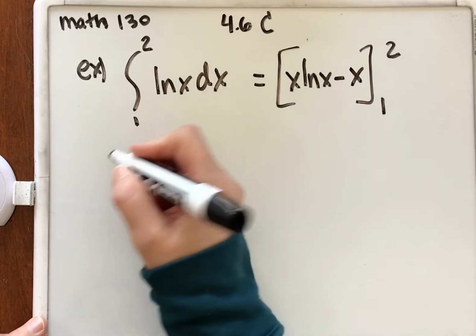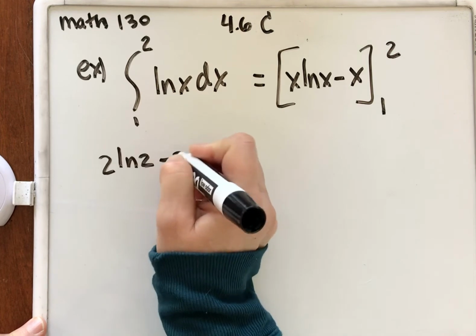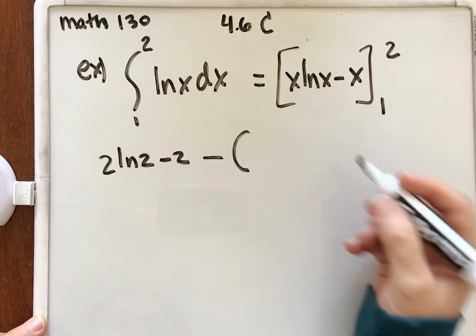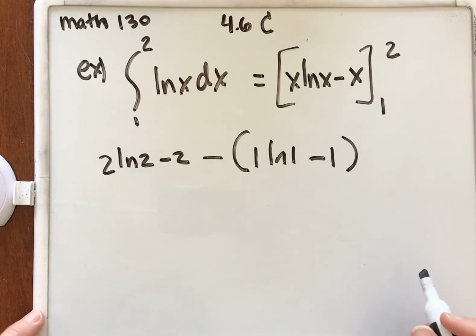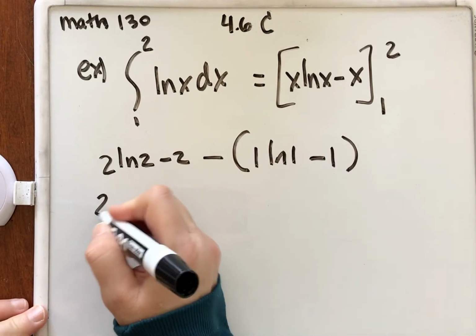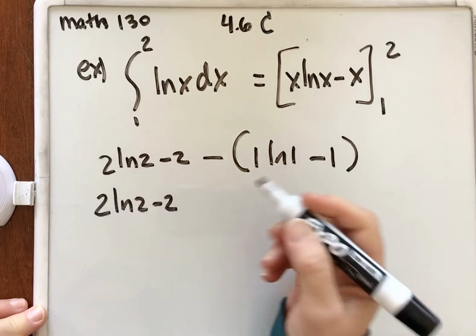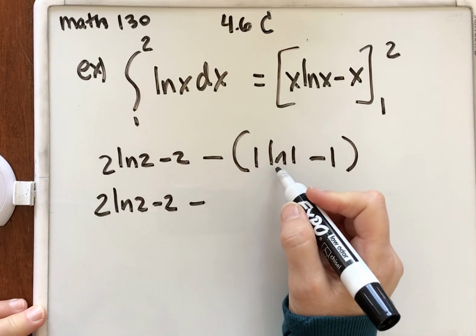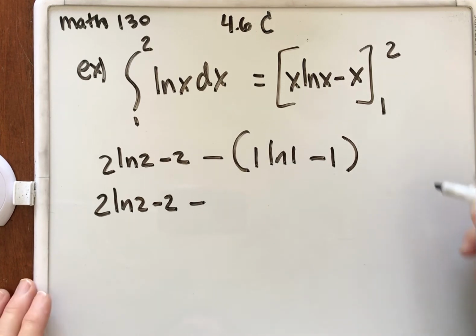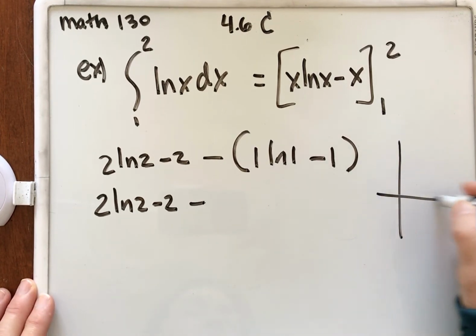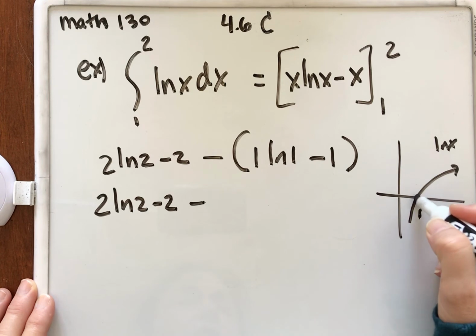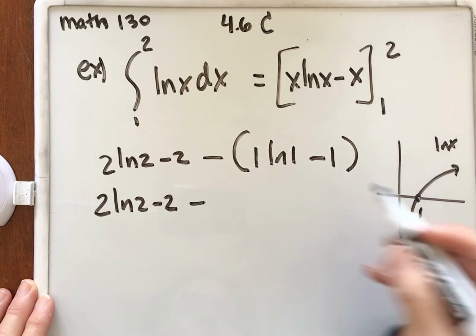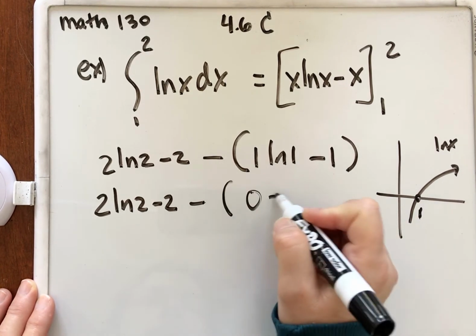Okay, so we put the 2 in there. 2 ln 2 minus 2 minus parentheses 1 ln 1 minus 1. All right, let's keep going. 2 ln 2 minus 2. Well, what is ln of 1? ln of 1 is 0. Remember, if we have a graph, this is ln of x. Okay, and this is 1 right here. Ln of 1 is 0. So this is 0 minus 1.